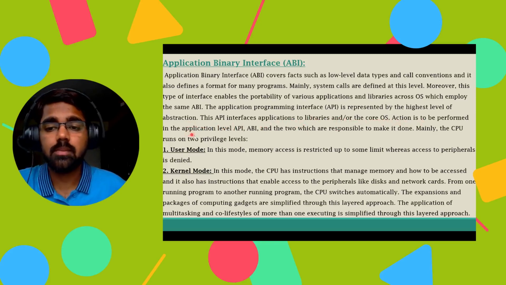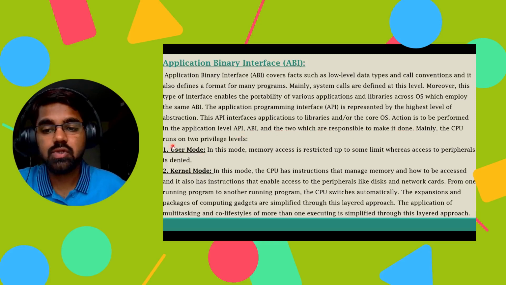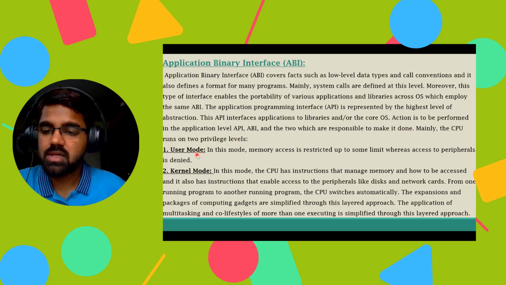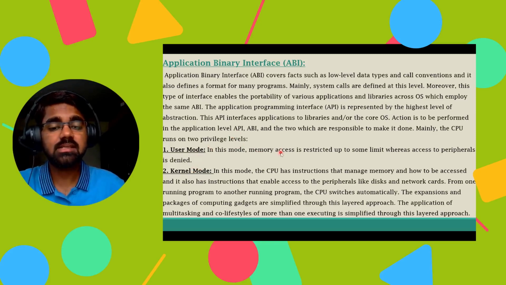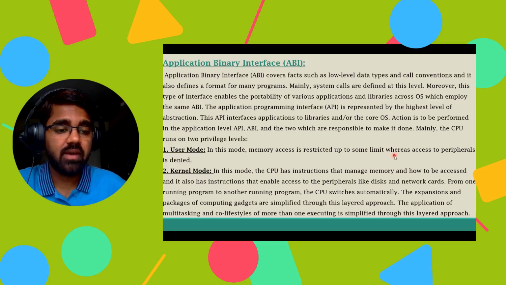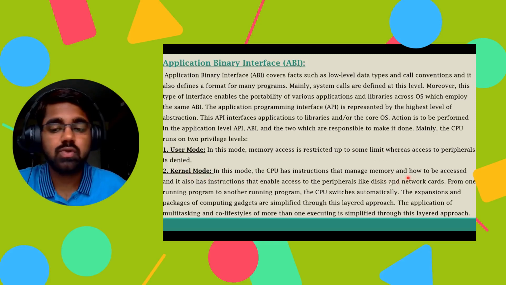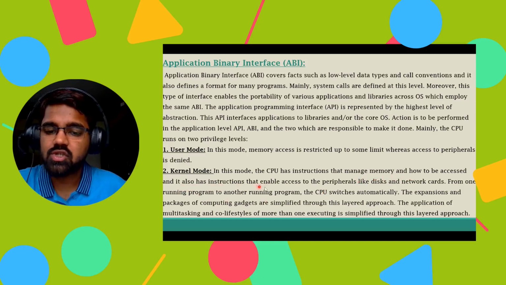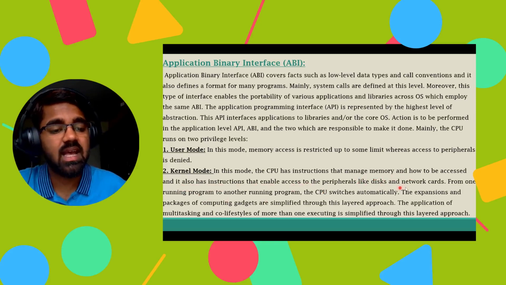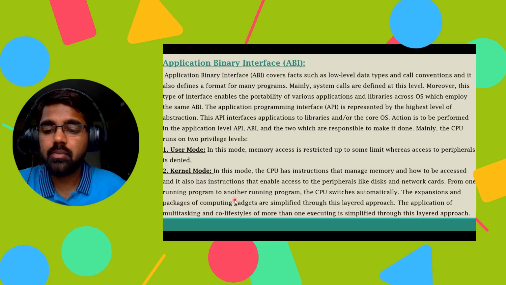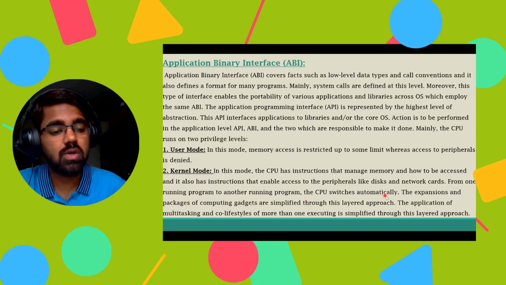Any action to be performed at the application level goes through the API, the ABI, and the ISA, which are responsible for getting it done. Mainly, the CPU runs in two privilege levels. First is user mode and the second is kernel mode. In user mode, memory access is restricted up to some limit, whereas access to peripherals is denied. In kernel mode, the CPU has instructions that manage memory and how it is accessed, and it also has instructions that enable access to peripherals like the disks and the network cards. For one running program to another, the CPU switches automatically.